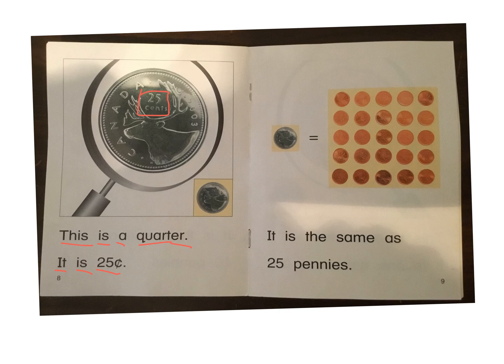Excellent. And let's read this page. It is the same as 25 pennies. 25 pennies, because this is 25 cents and it's equal to how many pennies? Let's count by 5s. 1, 2, 3, 4, 5 in each row. So 5. Count by 5s.